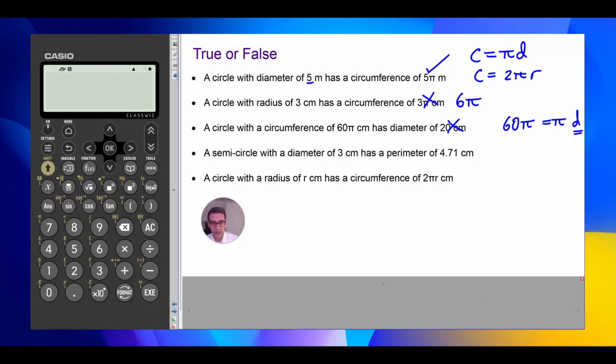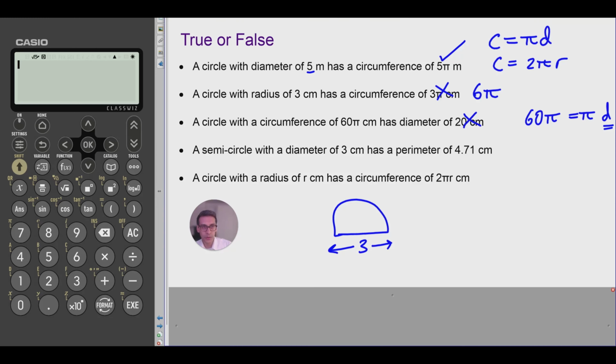Next one, a semicircle with a diameter of 3 has a perimeter of 4.71. So we're going to have to work this one out. So it's a semicircle. The diameter is 3. So we know the length of this is going to be half the circumference, so it's pi d divided by 2 plus this length here, which is 3. Now we know that d is 3 here, so this becomes 3 pi over 2 plus 3.